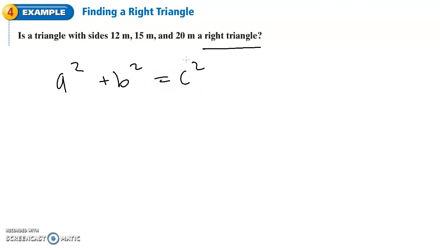How do I know which side is A, which side is B, and which side is C? Well, the only thing we need to remember is that 20 is going to be C. How do I know that? It has to be the longest side. So if I plug these values in, this can be A and this can be B. It doesn't really matter which one goes where. Then that means that 12 squared plus 15 squared has to equal 20 squared.